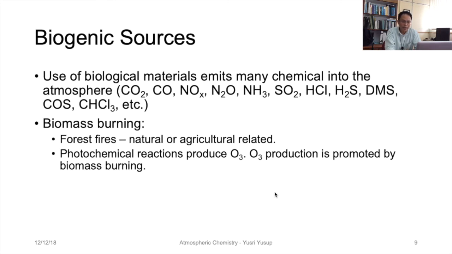And then there's also photochemical reaction, which produces ozone, because biomass burning produces some gases that promote ozone production. Although ozone is not directly released from the source as a primary release, it can get produced in the atmosphere through atmospheric reactions or atmospheric chemistry, and the components that contribute to this reaction come from biomass burning activities.